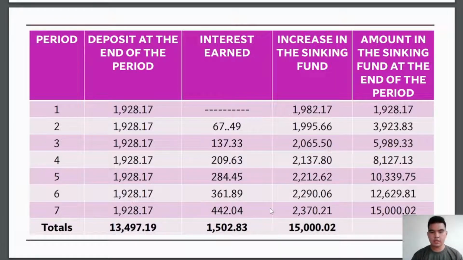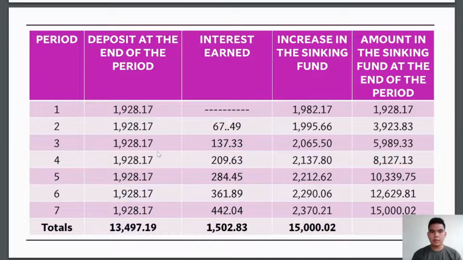So here is the sinking fund schedule that our team solved. The deposit at the end of the period is 1,928.17, which is what we got earlier. The interest earned from that can be found in this column. The increase in the sinking fund can be found in this particular column, and the total for that is 15,000 pesos. And the amount in the sinking fund at the end of the period can be found in this particular column.